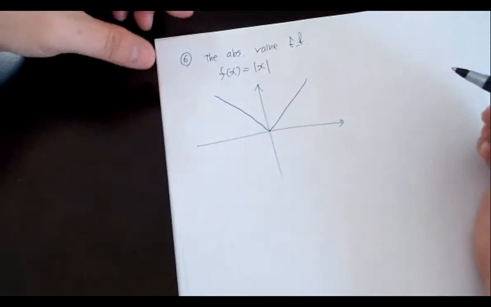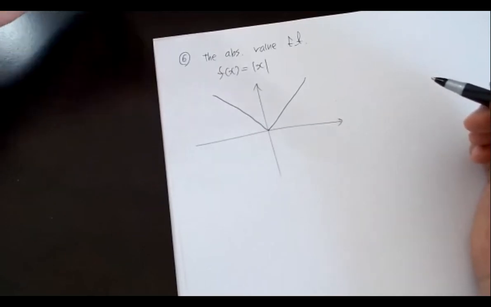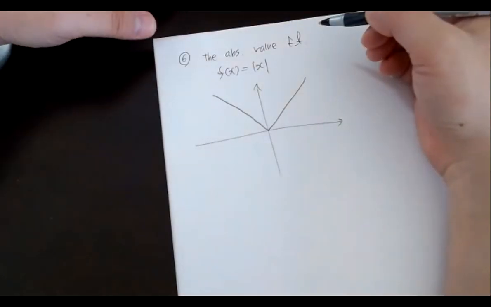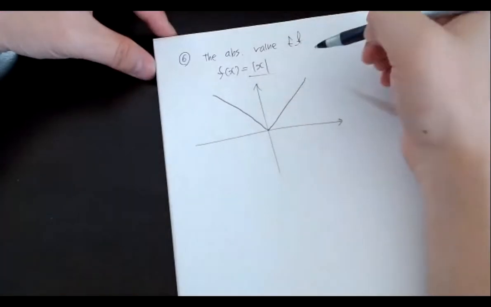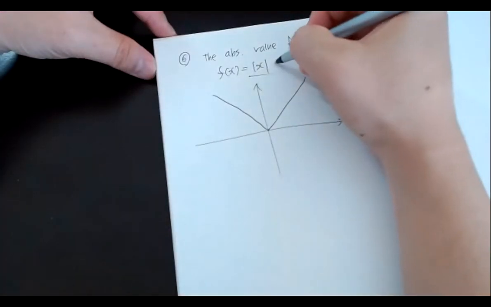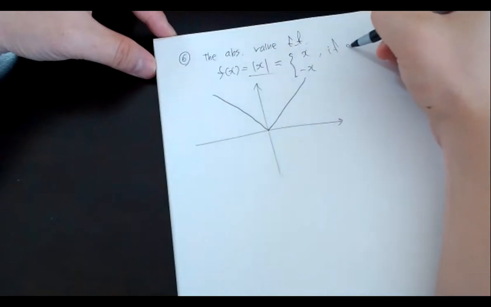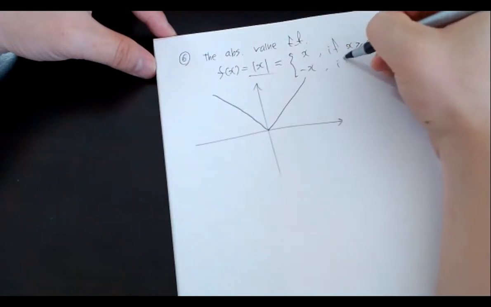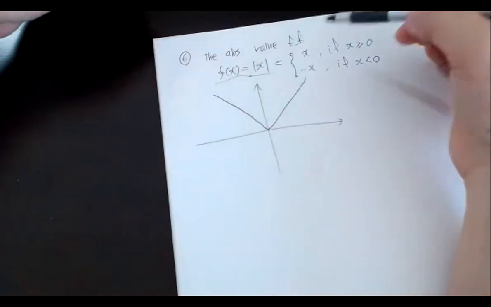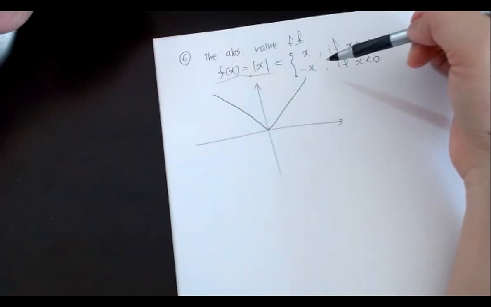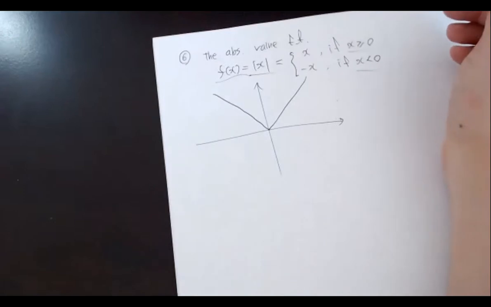But actually, the absolute value function is a special case of the piecewise function. Why? Because applying the definition of absolute value into the definition of function, we get x and negative x. If x is greater than or equal to 0, and if x is less than 0. So f of x has multiple definitions depending on the interval on the x-axis, right?